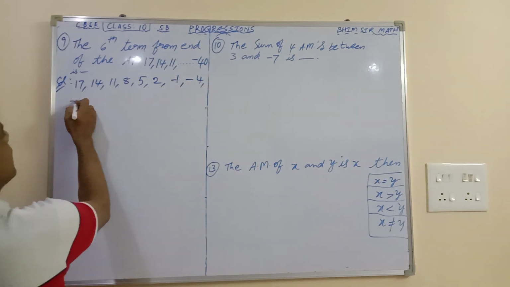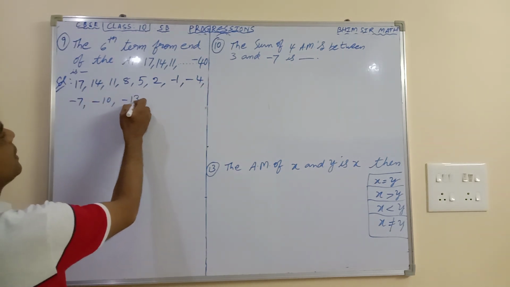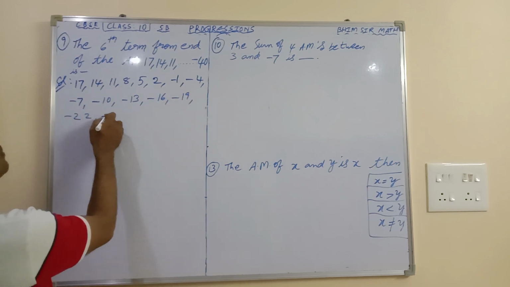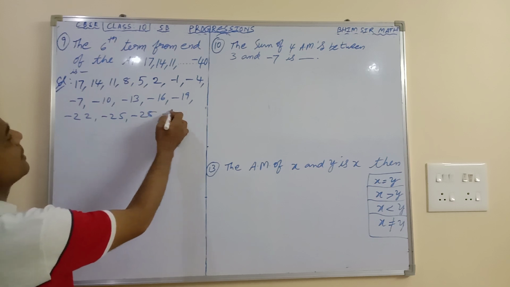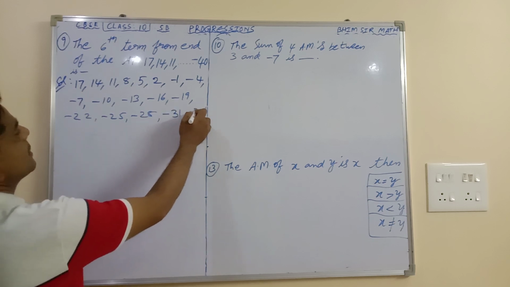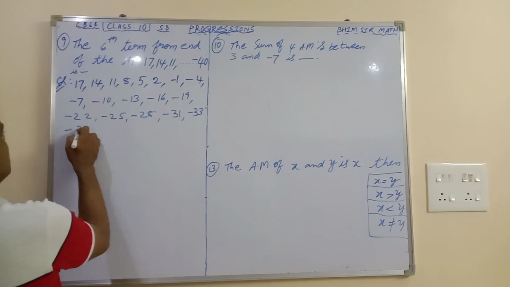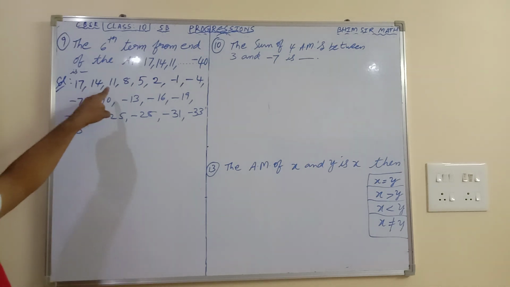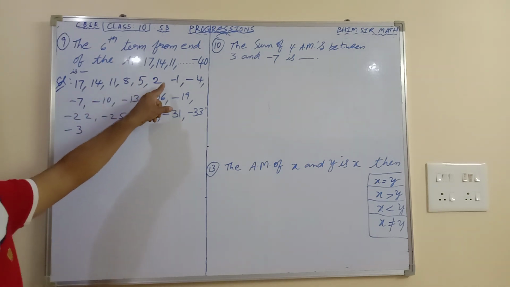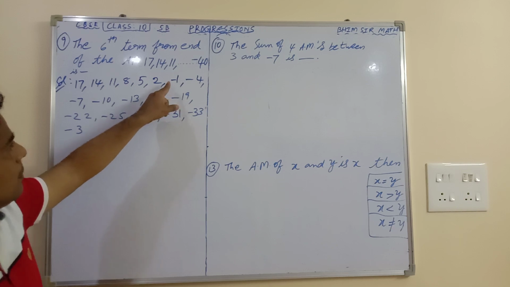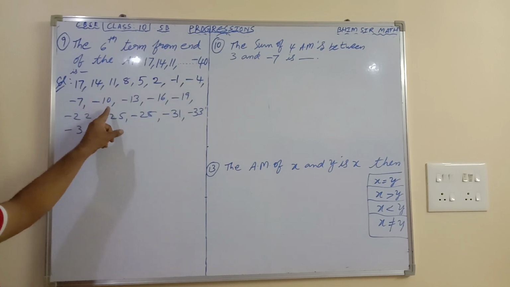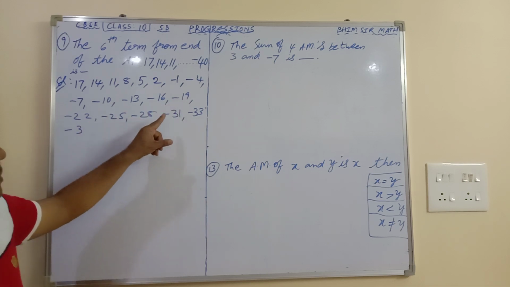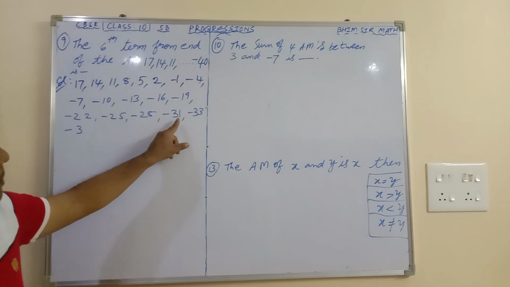-4, -7, -10, -13, -16, -19, -22, -25, -28, -31, -34. Let us check once. 17, 14, 11, 8, 5, 2, -1, -4, -7, -10, -13, -16, -19, -22, -25, -28, -31, -34.